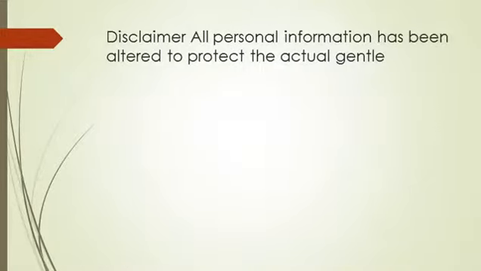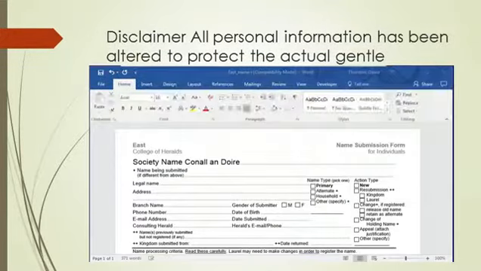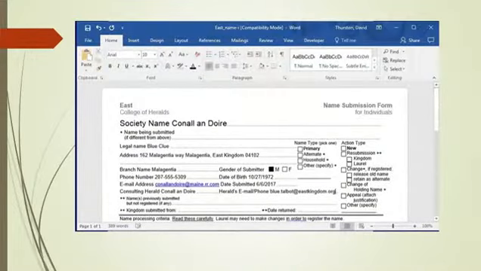Okay, now one more time. Disclaimer: all personal information has been altered to protect the actual gentle. So in this case, we put in the society name on the top, and then legal name, address, branch name (the local group that they actually associate with), phone number, gender of the submitter, also, of course, consulting client's email address, consulting herald's name, email and phone number.